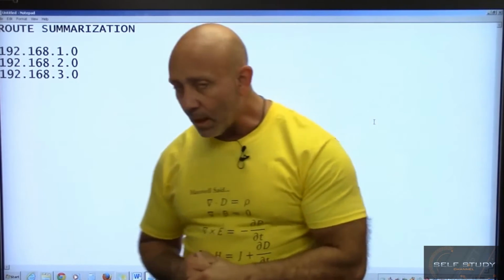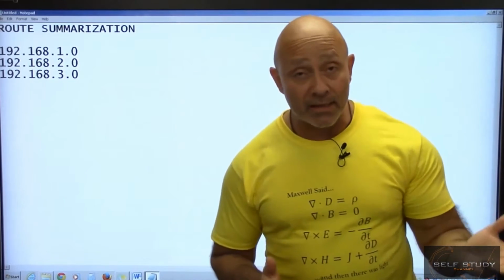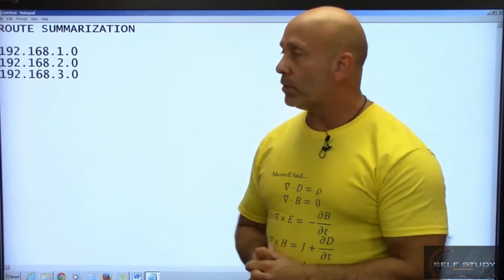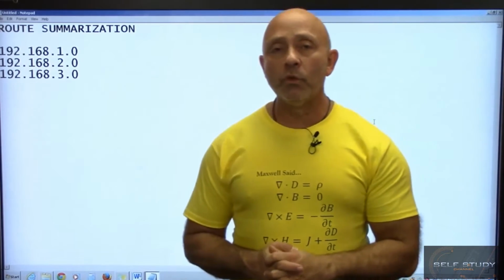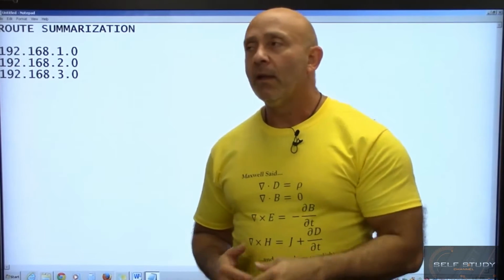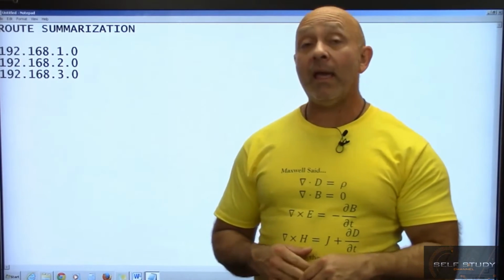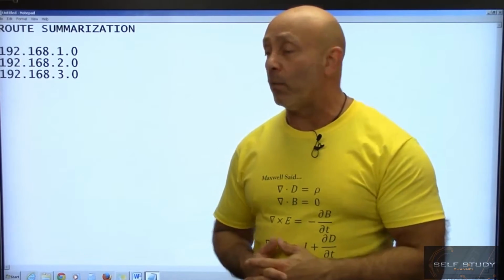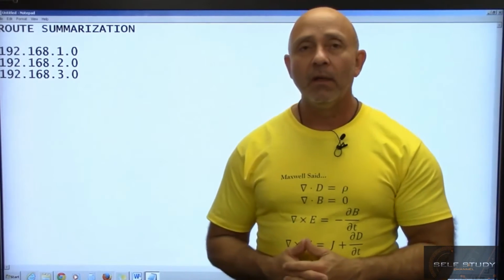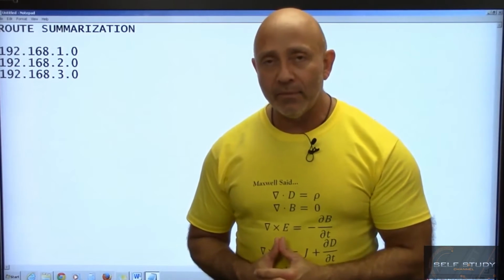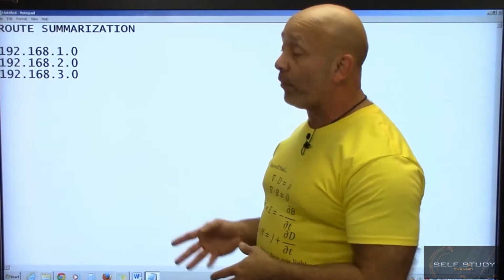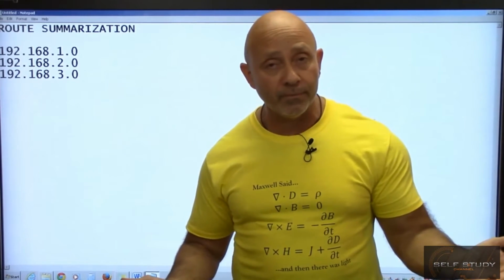Now, route summarization, just like VLSM, has its rules. According to route summarization rules, you should, I'm not going to say you must, I'm going to say you should, start with an even number network. That's not an even number network, that's an odd number network, 1.0. And you should have an even number of networks, which I don't. I have 3 networks, not 2 or 4.